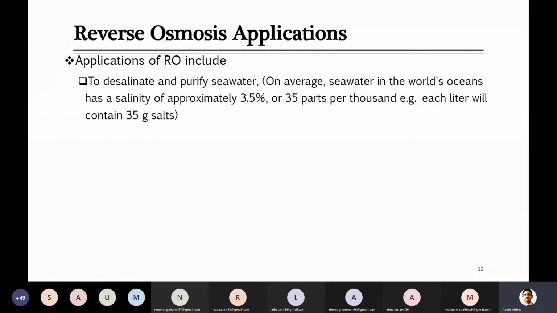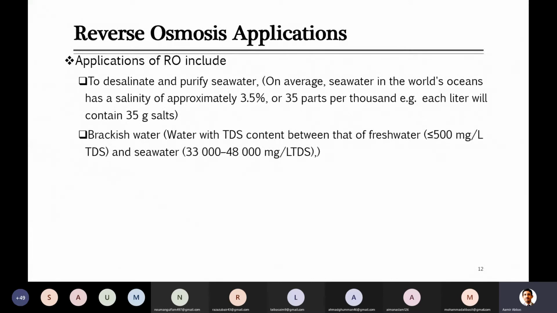So that can be the concentration of the salts. In order to remove all that huge amount of salt from water, we can use this technique, and it is being used widely in various countries in the world to get pure water.